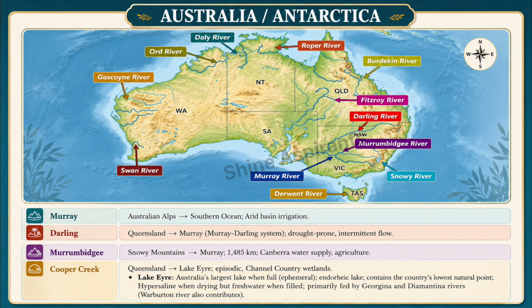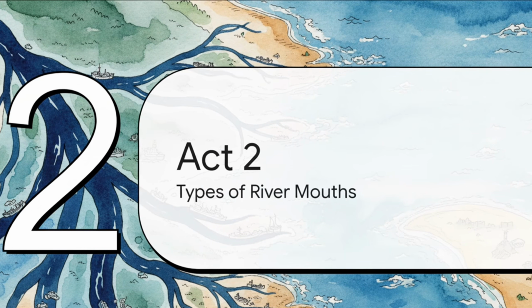Lake Eyre. Australia's largest lake when full, ephemeral lake that fills rarely. Endorheic lake, internal drainage. Contains the country's lowest natural point. Hypersaline when drying but freshwater when filled. Primarily fed by Georgina and Diamantina rivers, Warburton River also contributes.